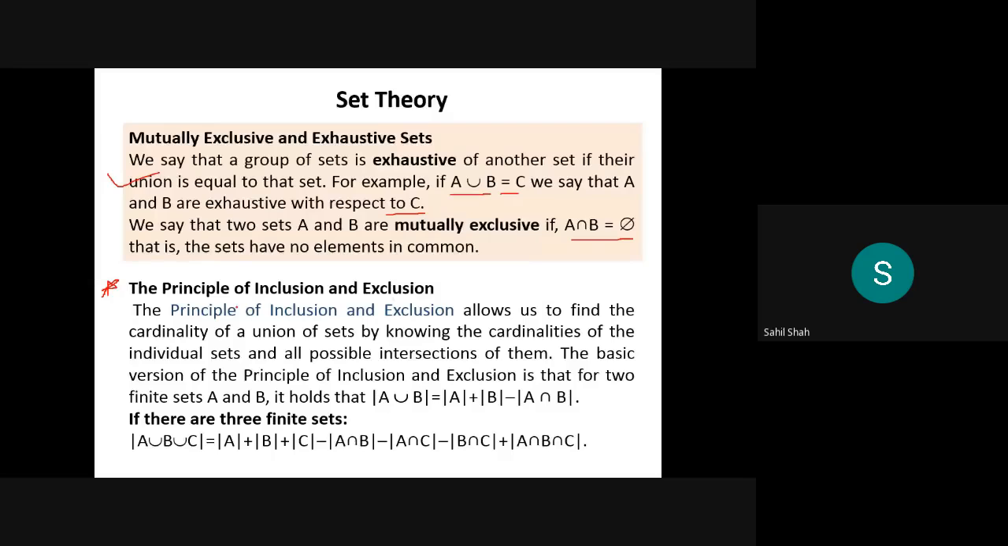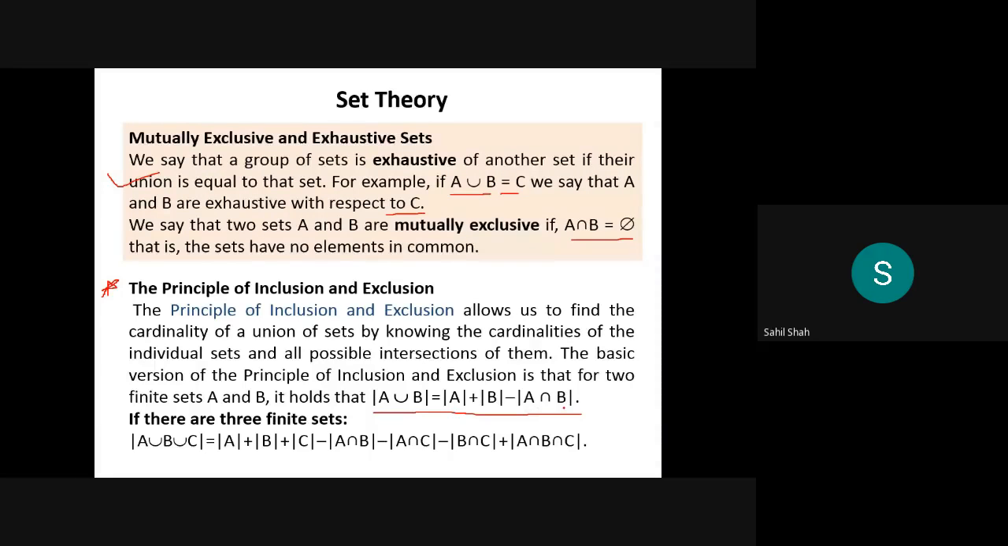What do you mean by the principle of inclusion exclusion? This principle allows us to find the cardinality of the union of sets by knowing the cardinalities of individual sets and all possible intersections of them. The basic version of the principle of inclusion exclusion, you might have seen this in your earlier mathematics. If I am interested in knowing the cardinality of A union B, that will be the cardinality of set A plus the cardinality of set B minus the cardinality of A intersection B.